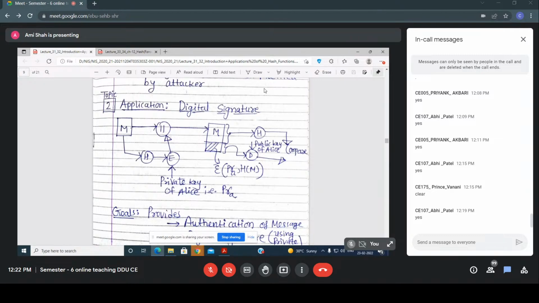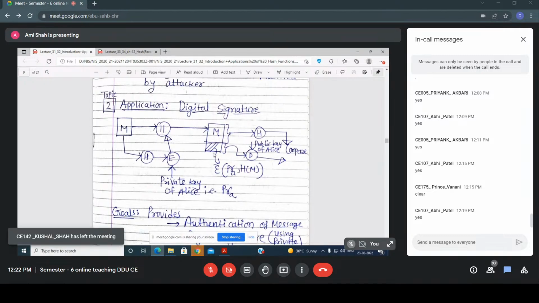So in the case of digital signature, this is a message, right? Now the hash function is applied, and when you apply the hash function you get the digest. Here the private key of Alice is used for encryption, and then the message along with this is sent to Bob.